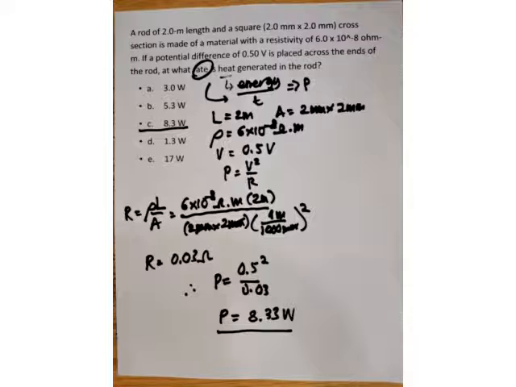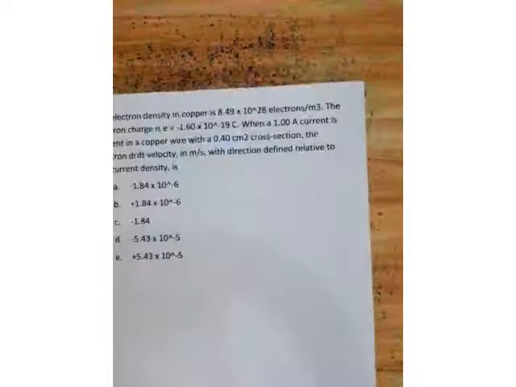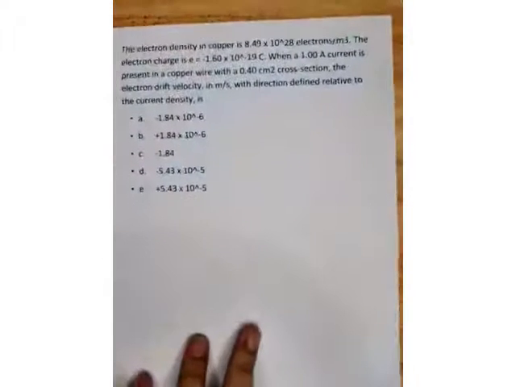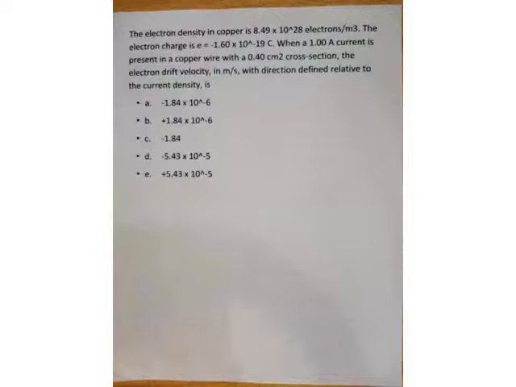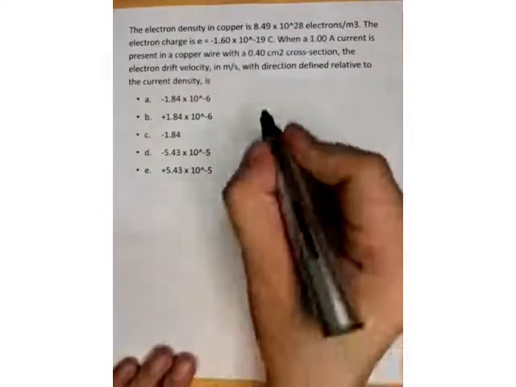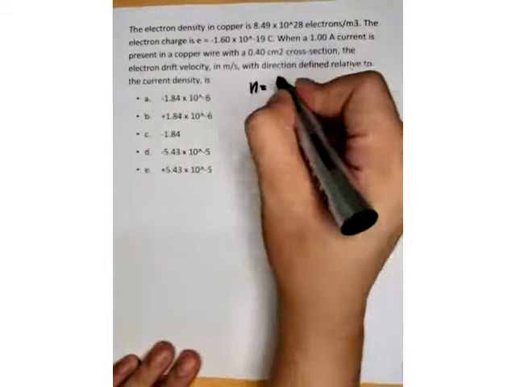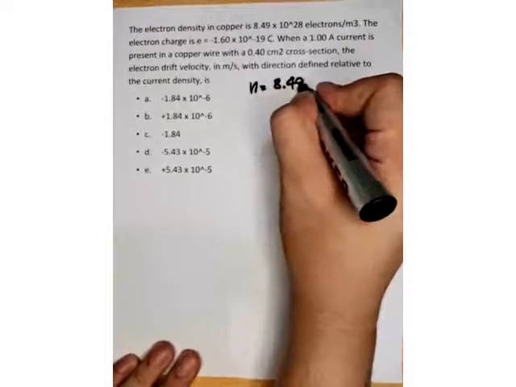Okay, so let's proceed to another one. The electron density in copper is 8.49 times 10 raised to 28. So N is equal to 8.49 times 10 raised to 28 electrons per cubic meter.